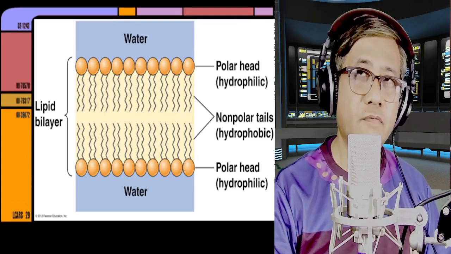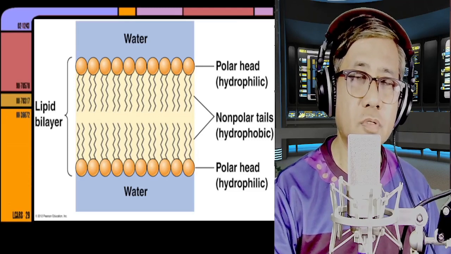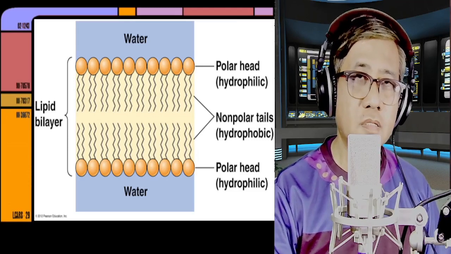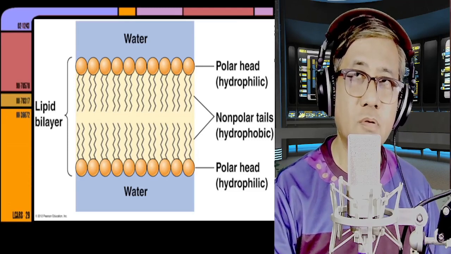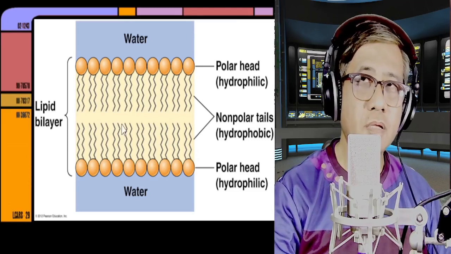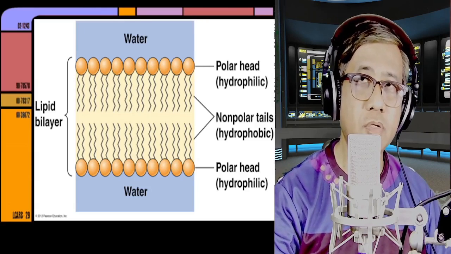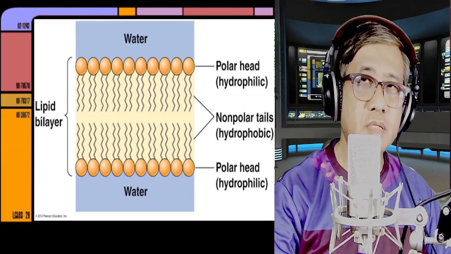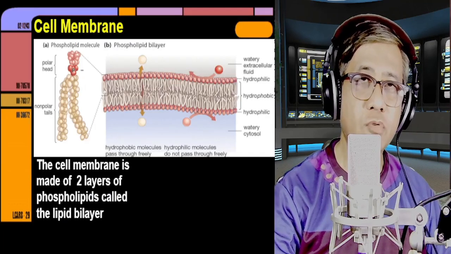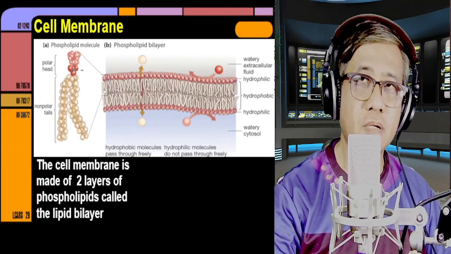The head of the phospholipid molecule is polar, so it is hydrophilic, it attracts water. And the two fatty acid tails are non-polar, or hydrophobic, so they repel water. Like what I have mentioned, the cell membrane is made up of two layers of phospholipid molecules, as you could see in this illustration. The cell membrane is made up of two layers of phospholipids, hence it is called a lipid bilayer.